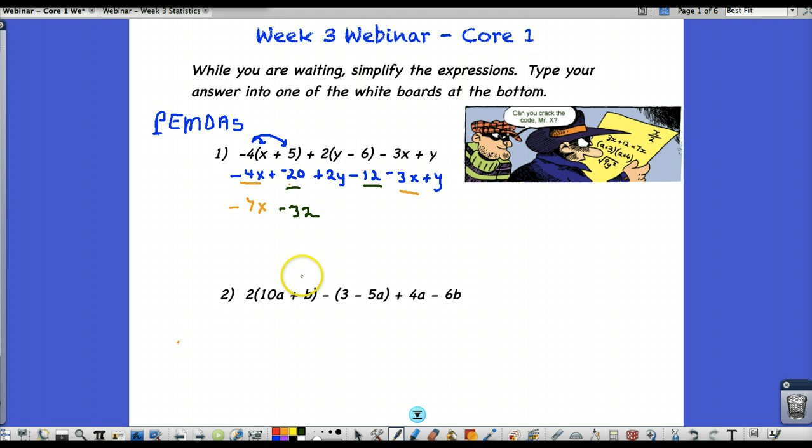Okay. And then finally now we can move on to our y's. Try a little purple. And we've got a 2y and a y. So 2y plus y is 3y. Okay.